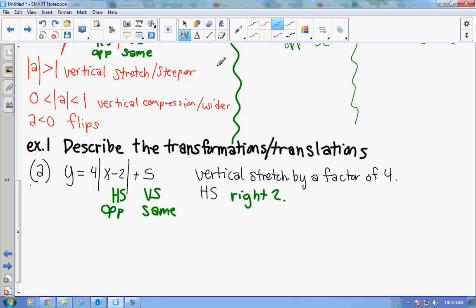4 words, explain to your neighbor what the 5 does to the graph. What does the 5 do to the graph? Boys, turn and talk about what the 5 does to the graph. 4 words.